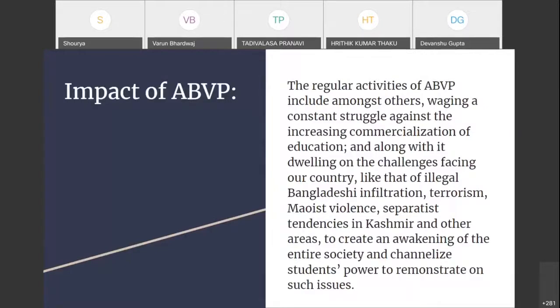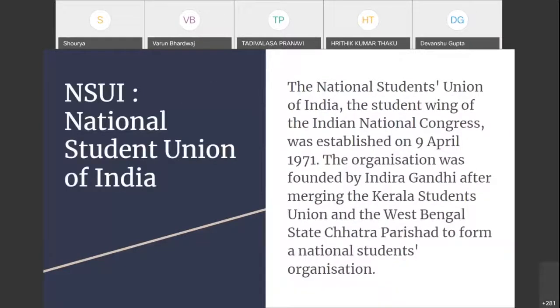The next student organization is NSUI, the National Students' Union of India. NSUI is the student wing of INC, which was established on 9th April 1971. The organization was founded by Indira Gandhi, late Indira Gandhi, after merging the Kerala Students' Union and West Bengal State Chhatra Parishad to form a national student organization.